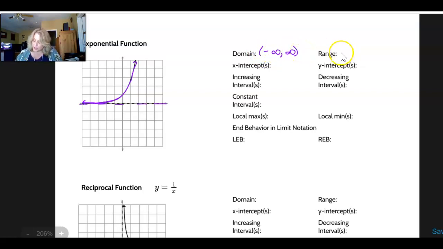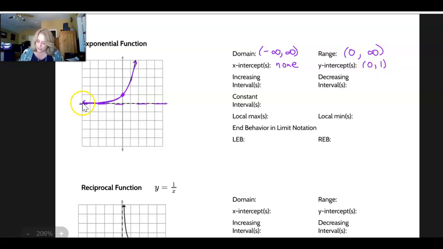And then range is the lowest y value. Well, the lowest y value is 0, but it doesn't actually hit 0. So the way we show that is with a 0 and a parenthesis, and then it does go forever up from there. There are not any x-intercepts because it doesn't hit the x-axis, but there is a y-intercept. It hits the y-axis at 0, 1. And I don't know if you remember from the previous page, but the logarithmic one hit the x-intercept was 1, 0. So they're flipped, aren't they? That's part of being an inverse.